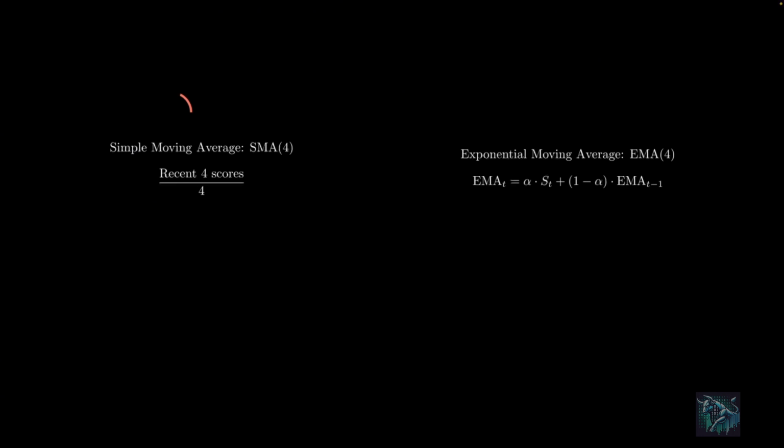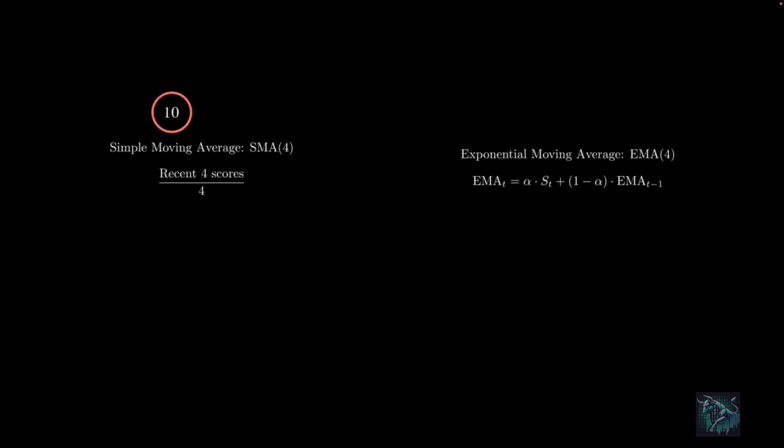SMA 4 looks at the most recent 4 values in a rolling window, so we need at least 4 scores in order to calculate SMA 4. So for the first game, SMA is undefined. To calculate EMA, we need a starting point. There are two common approaches. First, wait for the first SMA 4 and use that as the initial EMA value, or use the first score as the initial EMA value. We'll go with the latter, so we'll assume that our EMA 1 equals 10.